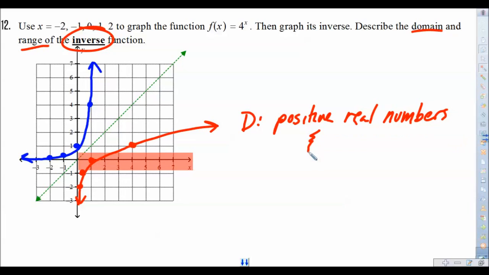Or you could say something like this. I was just saying it in symbols. I don't care which way you say it, either this way or that way. Now what about the range?